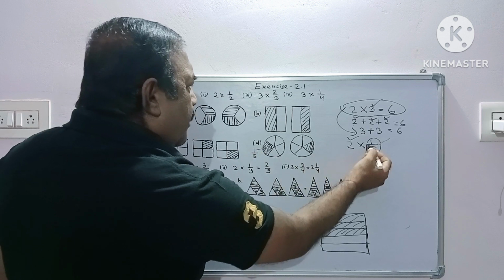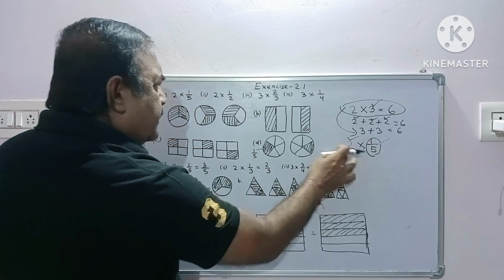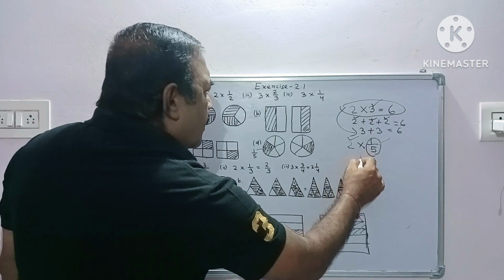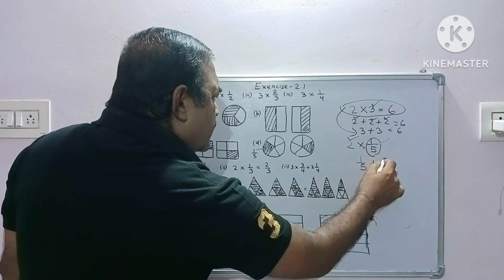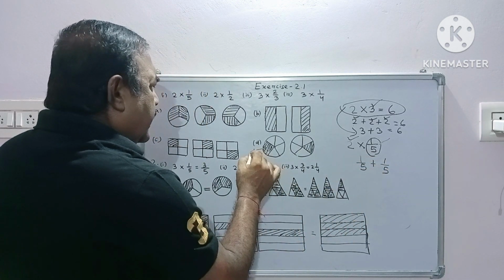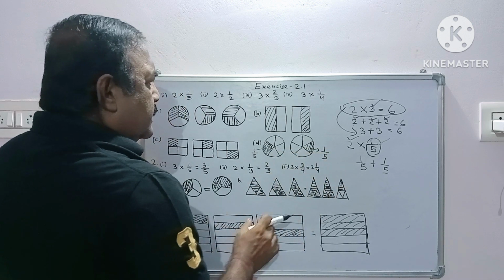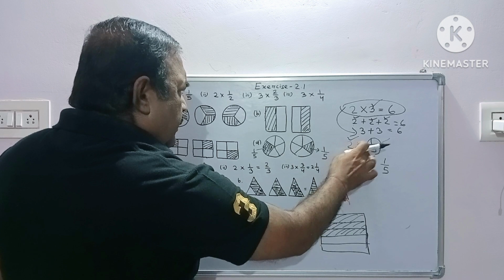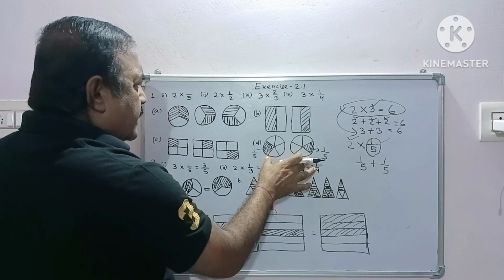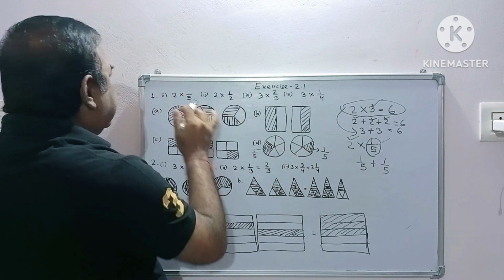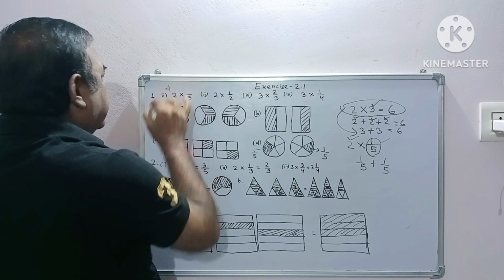So now 1 upon 5 is added 2 times. That means 1 upon 5 plus 1 upon 5. So here it is 1 upon 5, here it is also 1 upon 5. So here 2 into 1 upon 5 represents D. That means this is of D.